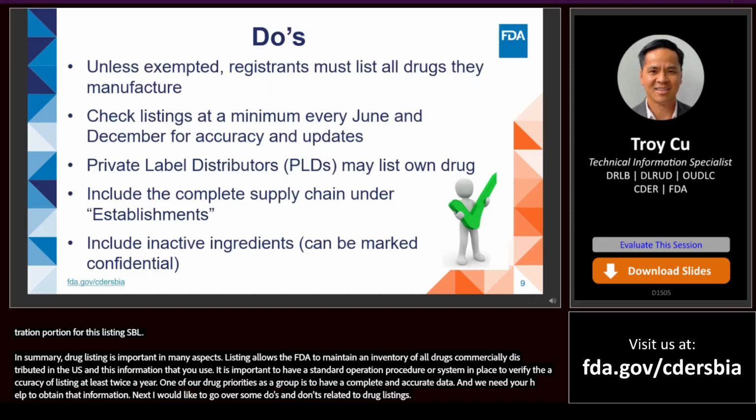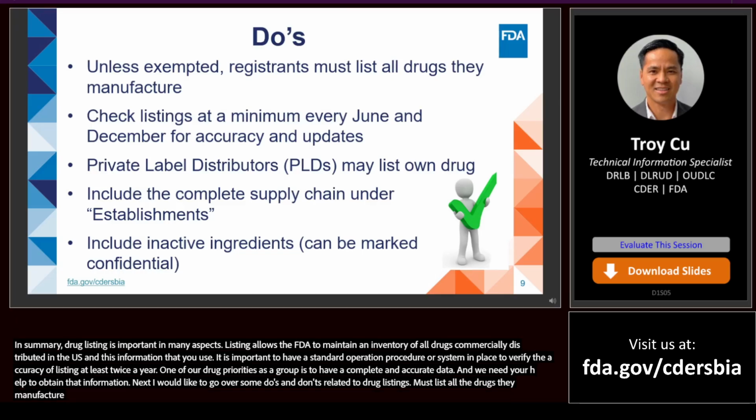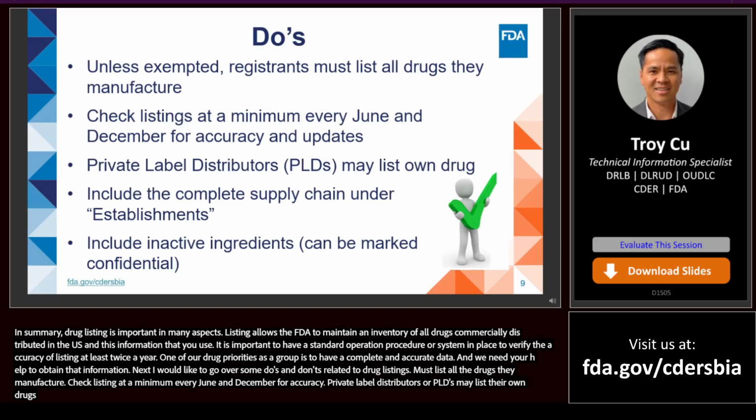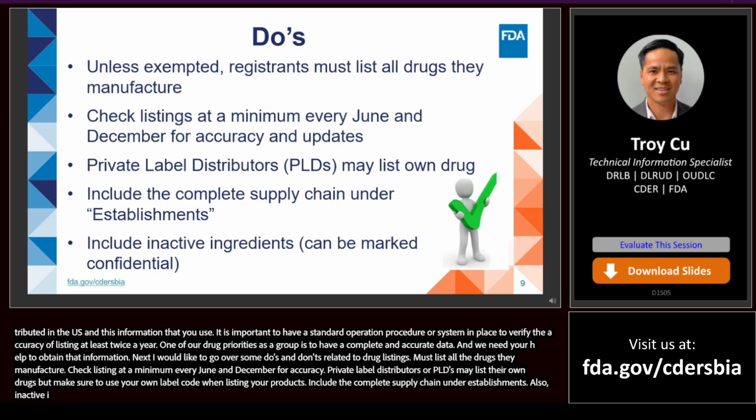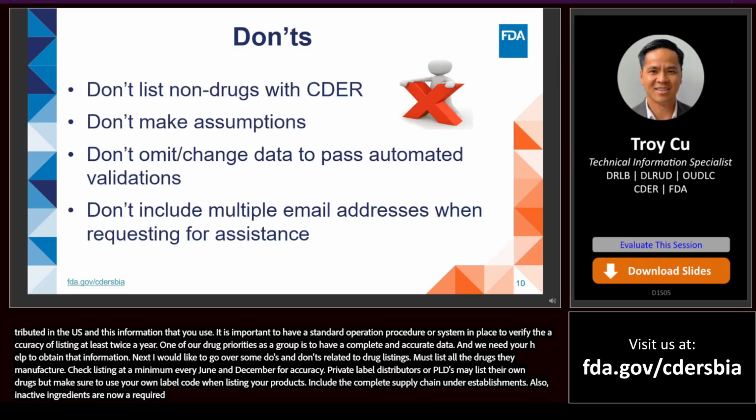Registrants must list all the drugs they manufacture. Pre-check listing at minimum every June and December for accuracy. Private label distributors, or PLDs, may list their own drugs, but make sure to use your own label code when listing your products. Include the complete supply chain under establishments. Also, inactive ingredients are now required in the drug listing. Please do not submit drug listing for non-drug with CDER.